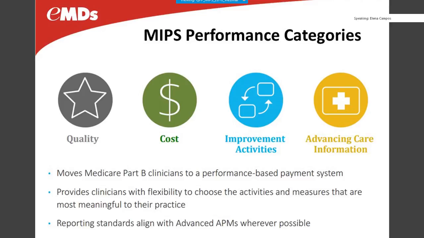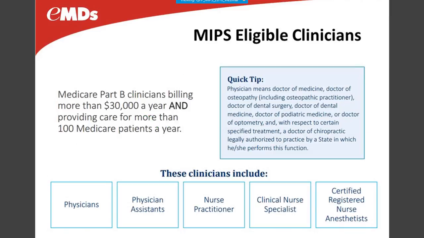The MIPS program is broken up into 4 categories: quality, cost, improvement activities, and advancing care information. These are to help clinicians to move to a performance-based or value-based payment system, and to help support and align advanced APMs. There's a lot of flexibility for 2017, so we'll start talking about those details. First, though, let's talk about who's eligible for MIPS.